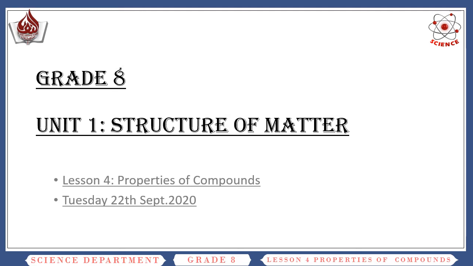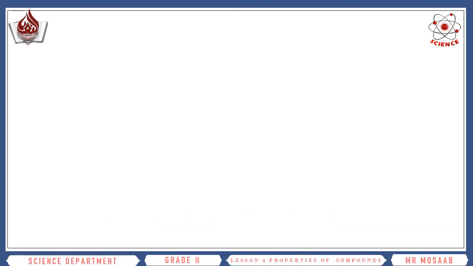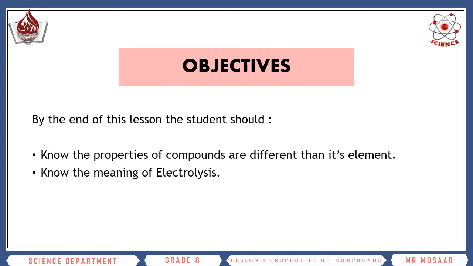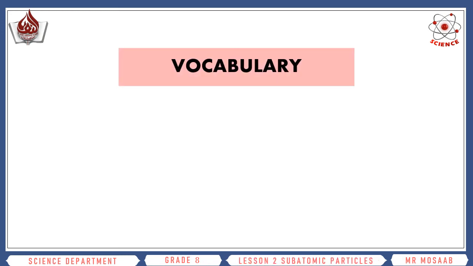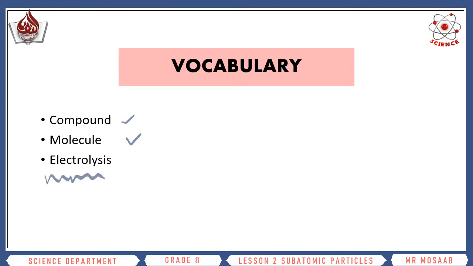This lesson is about properties of compounds. All of you should know that the properties of compounds are different than its elements. Know the meaning of electrolysis. We all know what is the meaning of a compound, molecule, and now the new word for this lesson is electrolysis.